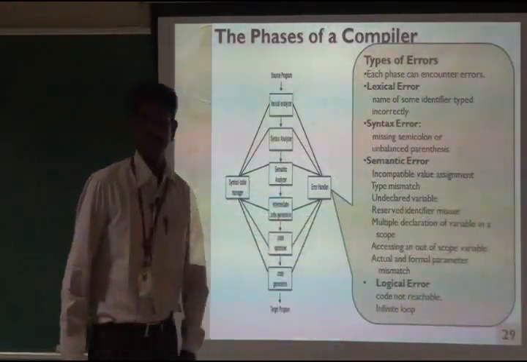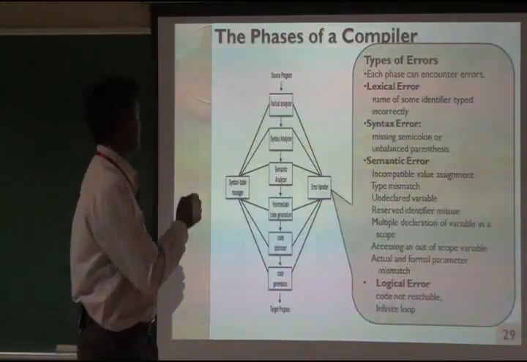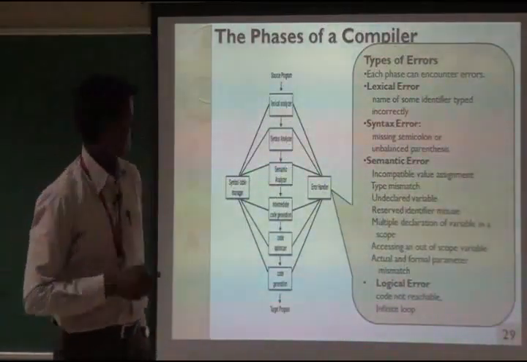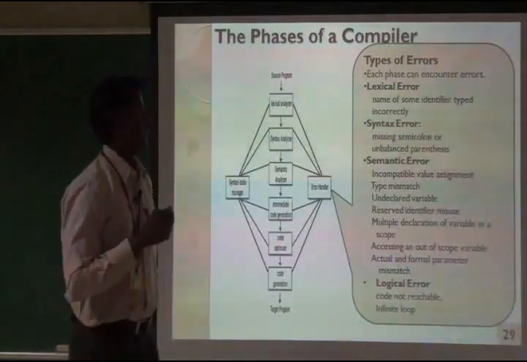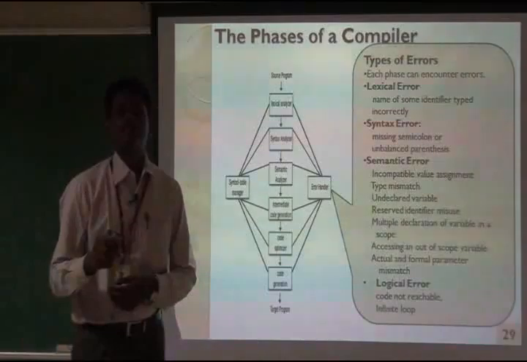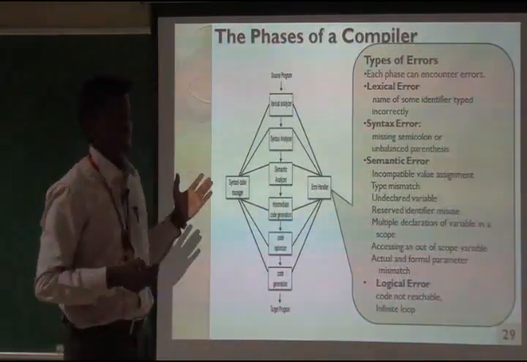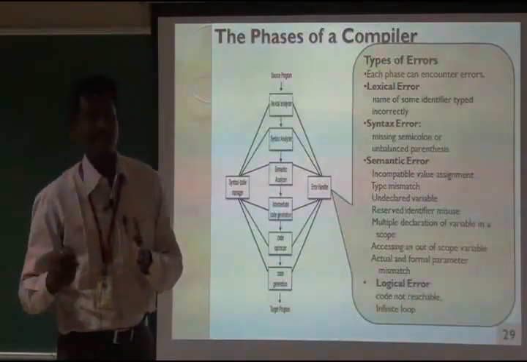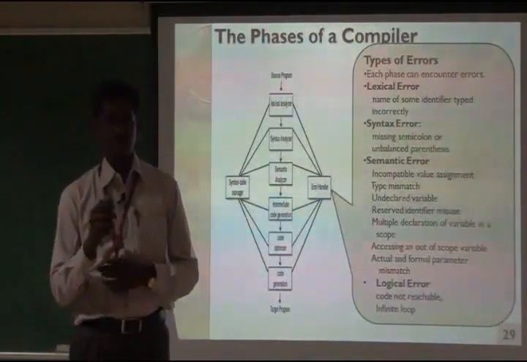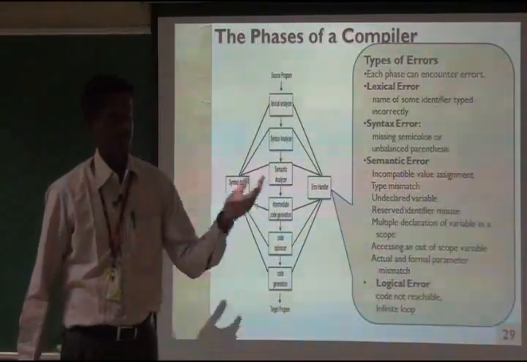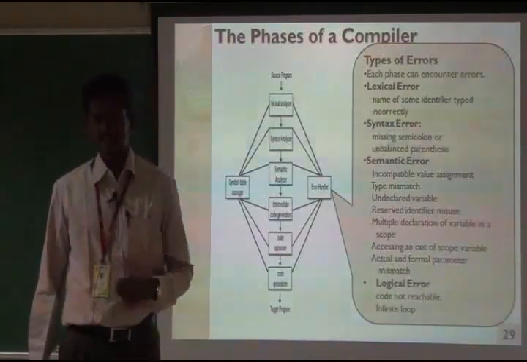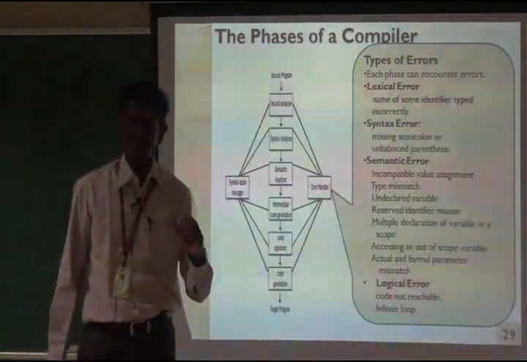Similarly, another common component is our error handler. So here we have 6 different phases. For each phase there are some errors: lexical error, syntax error, semantic error, logical error. These are the common types of errors. Anyway, all the phases are connected to some error handling mechanisms, right? What are lexical errors? The role of the lexical analyzer is to read the characters and form a valid token. If the lexical analyzer could not form a token, it means there is an error. That error is called a lexical error.